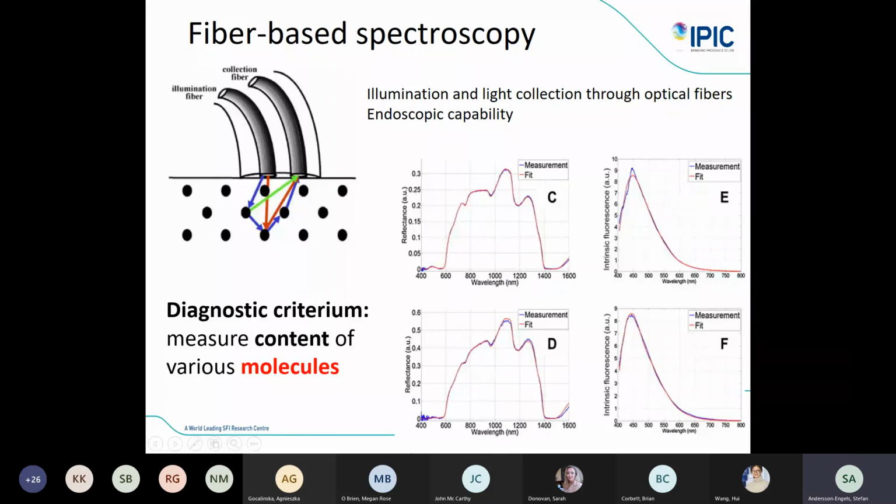So this is diffuse reflectance, collected from colon tissue in patients at Mercy's Hospital. And these are fluorescence spectra also measured in the same environment from different regions of tissue. When we do this fitting here, we can try to extract what molecules are within that tissue. That's what we are interested in, to extract molecular specific information to have better diagnostics.